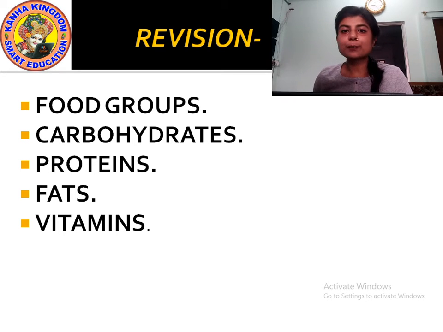Then what are proteins? Proteins are called bodybuilding food, not energy giving food. Carbohydrates are known as energy giving food and proteins are called bodybuilding food. Why? Because proteins build our body. They help our body to grow, repair and build our muscles.